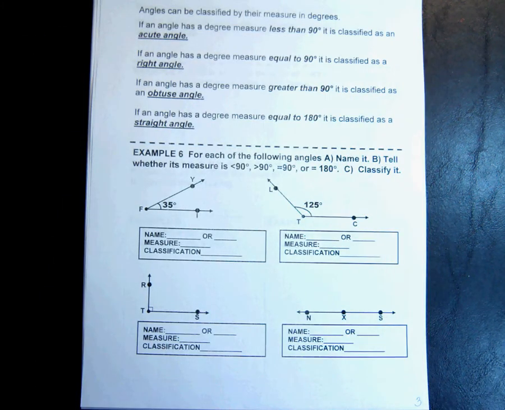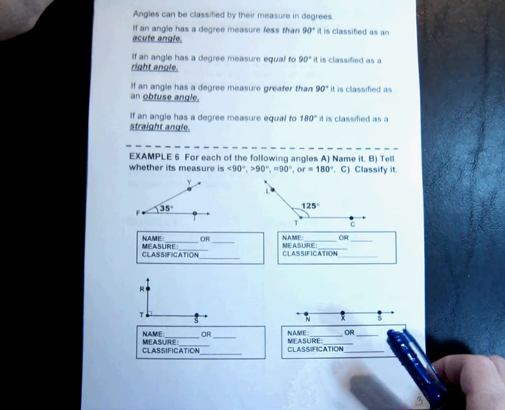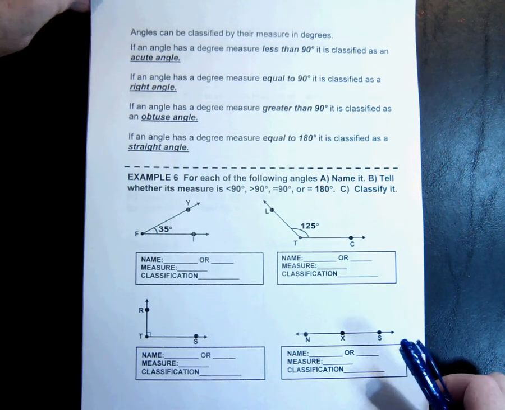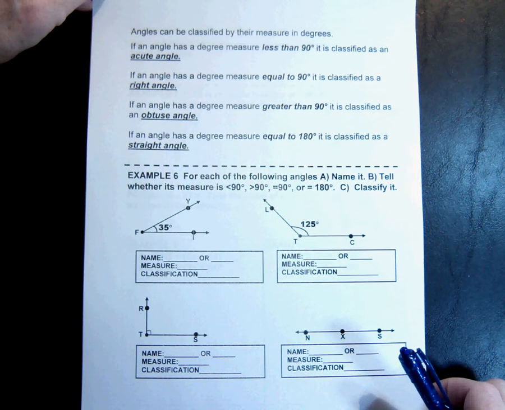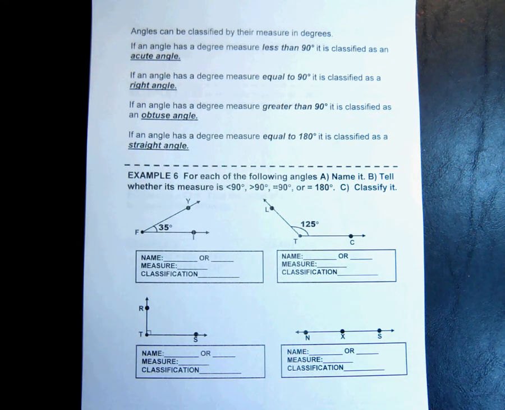Alright, let's go over some classifications of the measures of different angles. Angles can be classified by the measure in degrees. If an angle has a degree measure less than 90, it's classified as an acute angle. If an angle has a degree measure equal to 90, it's a right angle. If an angle measures greater than 90 degrees, it's classified as obtuse. If the angle has a degree measure equal to 180, it's classified as a straight angle. So again, your knowledge of the measures of degrees is important here.